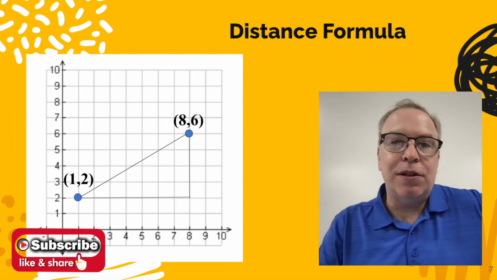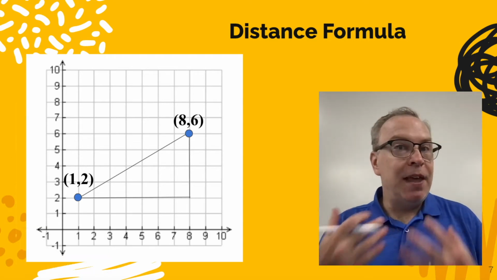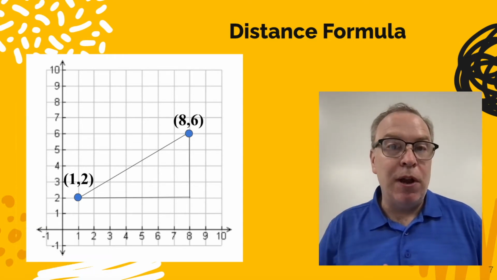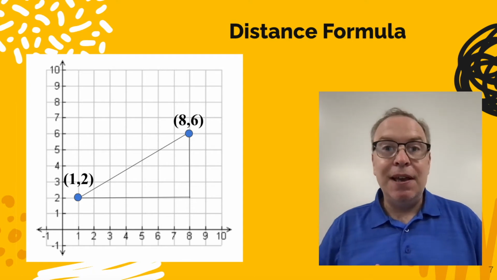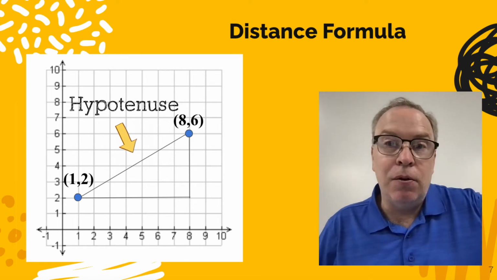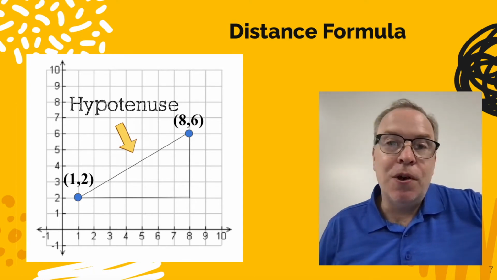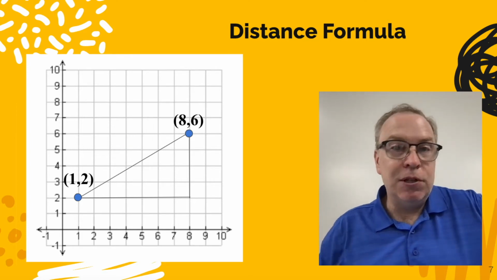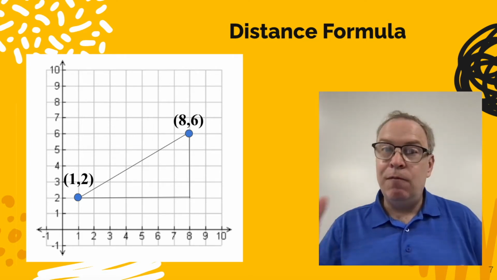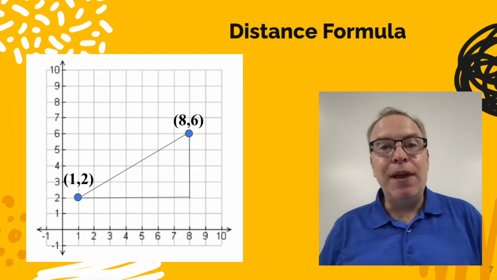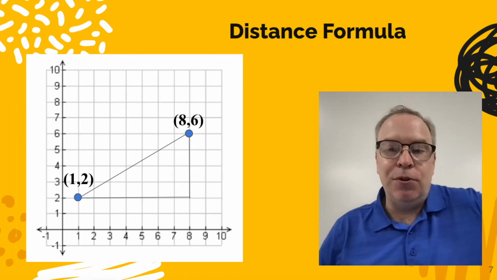Now, we could construct a triangle, and then that line that we want to know the length of is the hypotenuse of a triangle. Now, if you recall, there's a thing called Pythagorean's theorem that would allow us to figure out the hypotenuse if only we had the other two sides. Well, we have enough information here to get the other two sides.